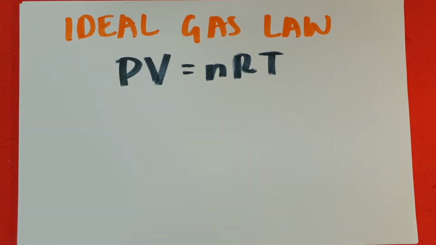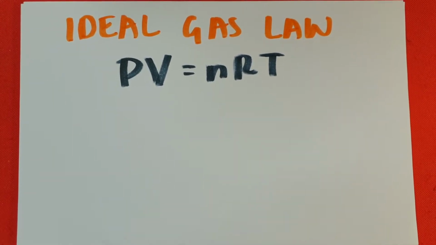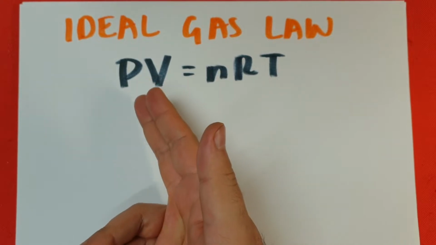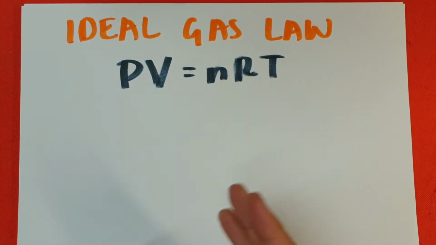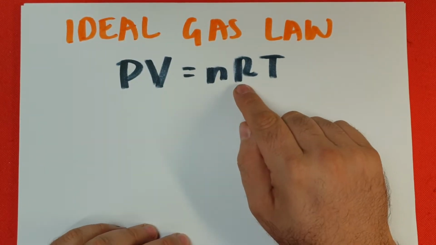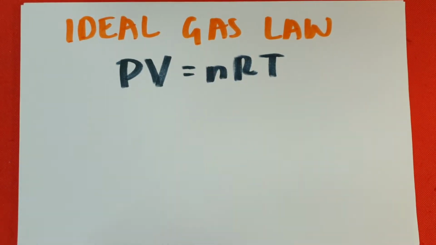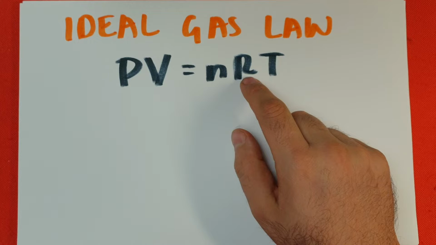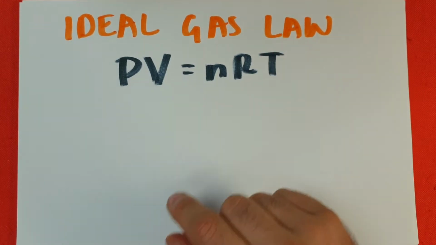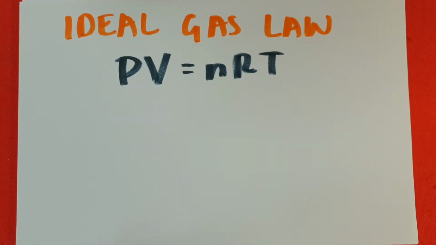In this video, we're going to explore the ideal gas law, which relates pressure multiplied by volume is going to be equal to the number of moles multiplied by a constant times the temperature. So these five variables are going to be related. Well, R is not a variable, R is a constant, which we'll talk about. But first of all, what is an ideal gas?